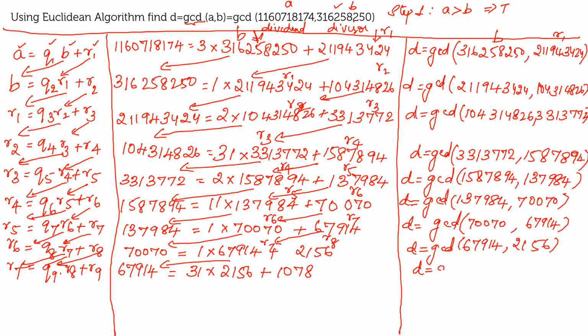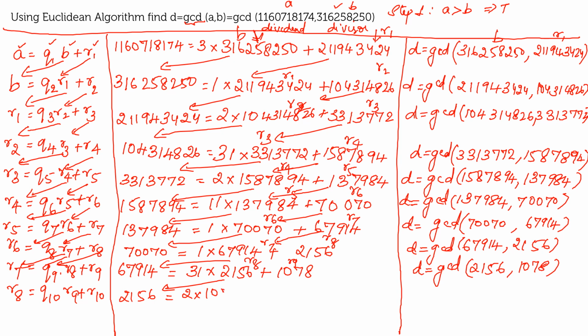So now your new GCD will be equal to GCD of what will be the value? R8 and R9, right? So R8 is equal to 2156 comma 1078. Okay, so how you have to go for the next step, which will be equal to R8, which is equal to your new quotient Q10 into R9 plus your new remainder will be equal to R10. So you will be getting 2156, which will be equal to new quotient will be equal to 2. 2 into 1078, and finally you are getting the remainder as 0.